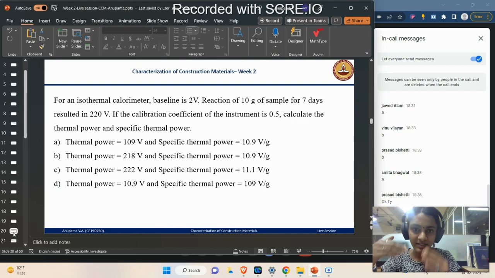So baseline is 2 volt. After 7 days of 10 gram of sample, it resulted in 220 volt. Then if the calibration coefficient is 0.5, what is the thermal power and specific thermal power? I'll give some extra time for this question because you have to work it out. Please do work it out and let me know your answer in the chat box.